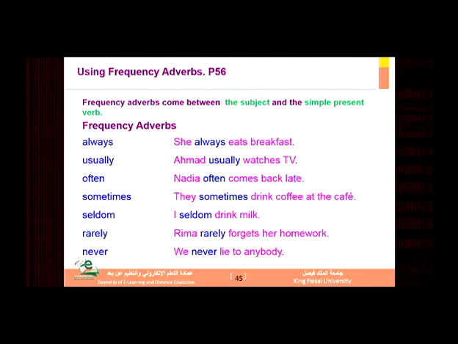So the adverb of frequency sometimes comes between the subject they and the verb drink. I seldom drink milk. So again, the adverb seldom is between the subject I and the verb drink. Rima rarely forgets her homework. So again, rarely is the adverb. It is between the subject and the verb forgets. We never lie to anybody. Never is also functioning here as an adverb, and of course it is coming after the subject and before the verb lie. So we never lie to anybody.